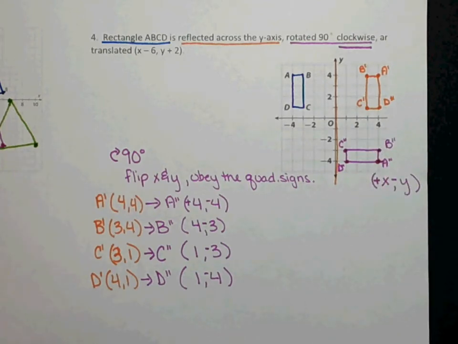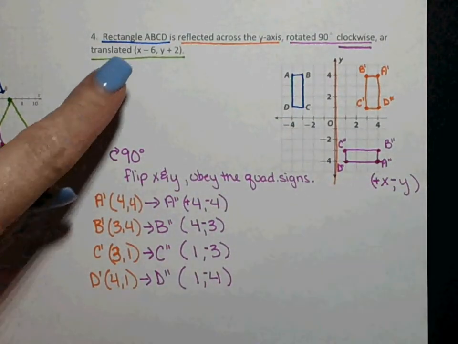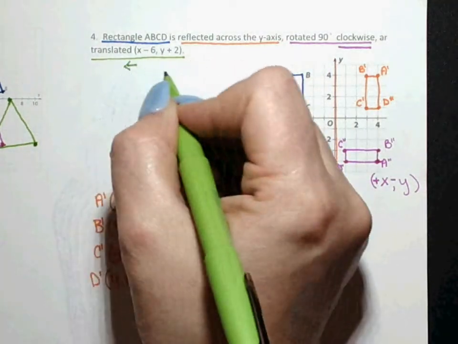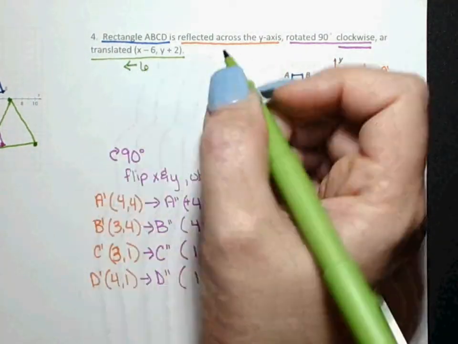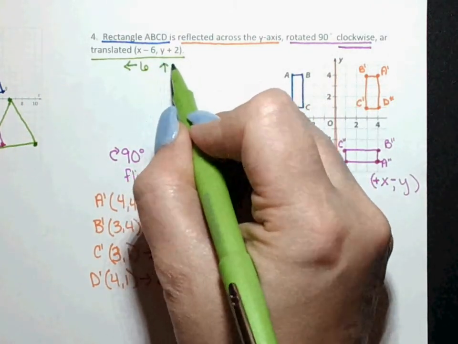Okay, last one. We are going to translate. A negative direction with my x is 6, so when we're talking about a negative direction for x's, we're going to go to the left 6, and then a positive direction on my y-axis means I'm going up 2.